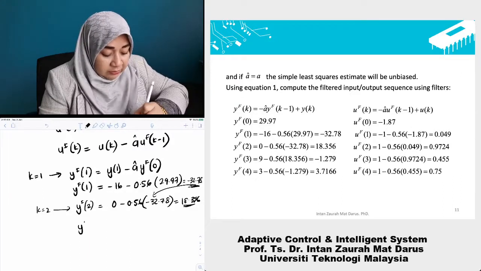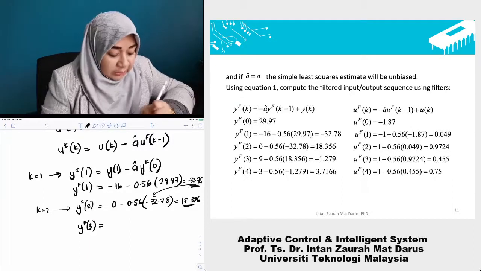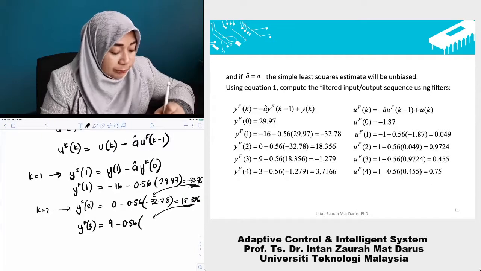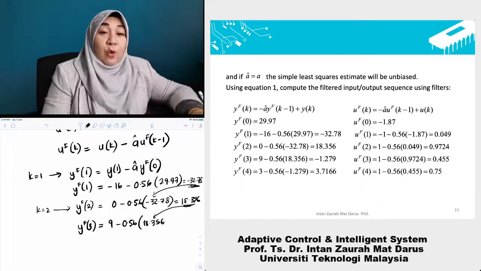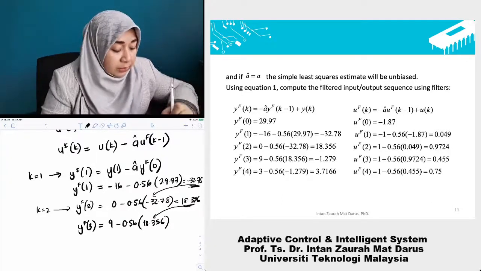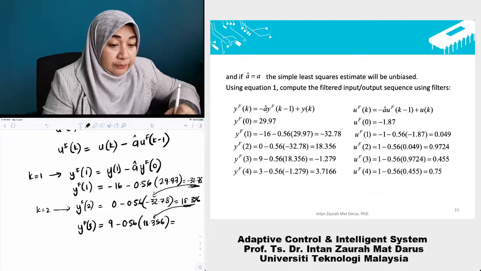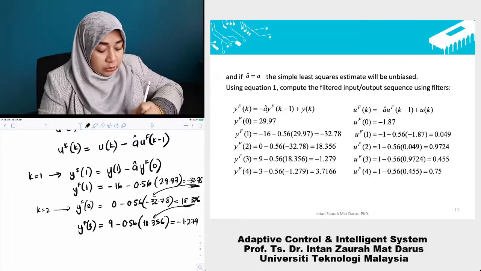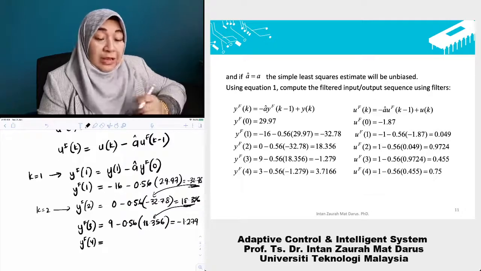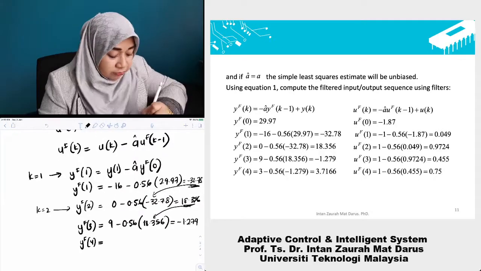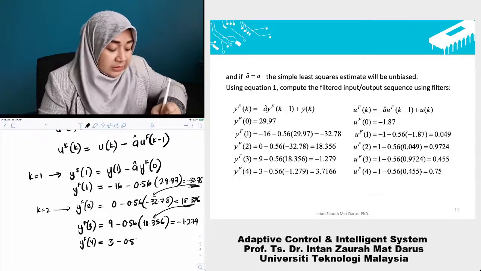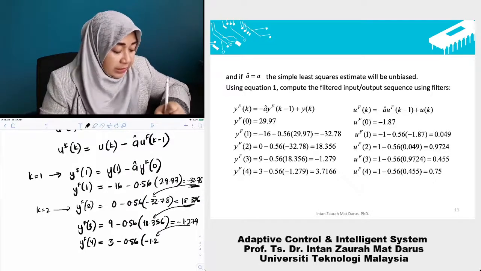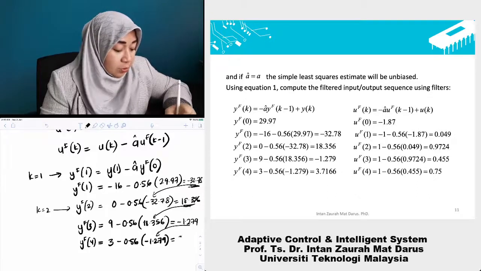So for Y filtered 3, you're going to put Y3, which from the table is 9, minus 0.56, and then you put that value here, 18.356, that is your Y filtered 2, the previous data. That's going to give you minus 1.279. Then lastly, for Y filtered 4, you look at your table: what is Y4? Y4 was 3, minus 0.56, the estimated A, multiplied by that previous data, minus 1.279. That's going to give us 3.7166.